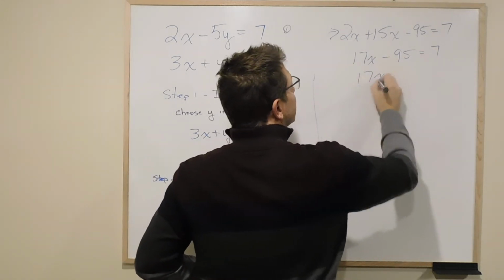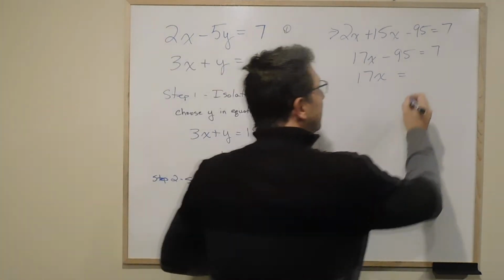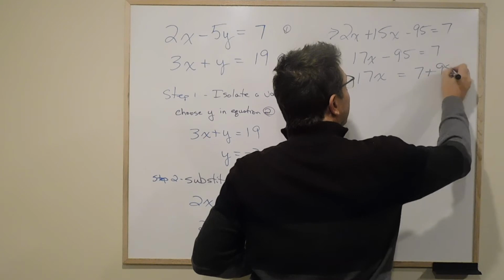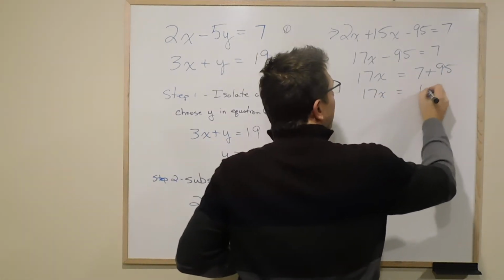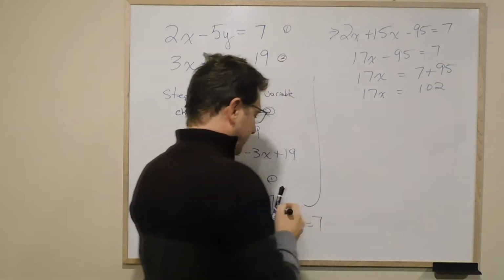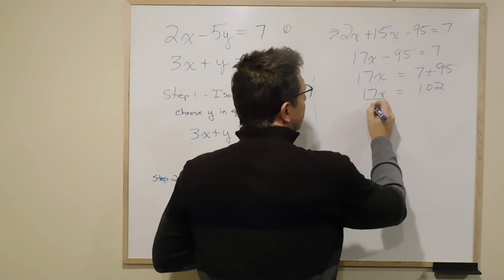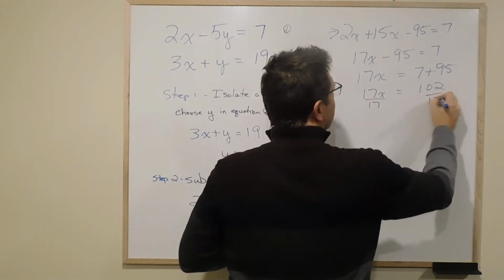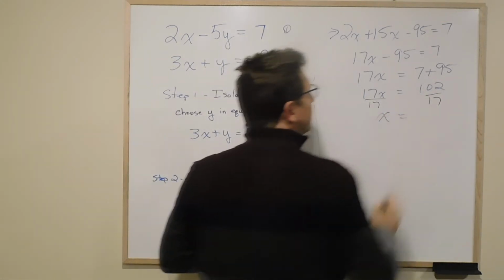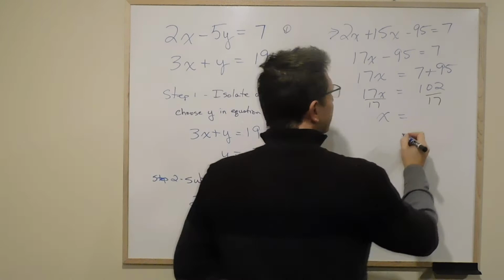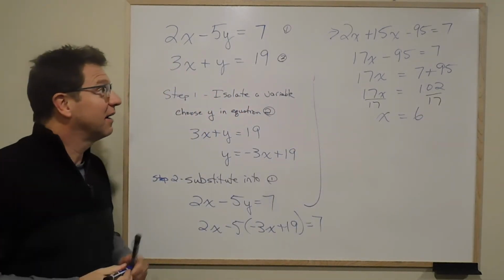17x equals, we're going to bring the negative 95 over, it becomes a plus, right? It's going to become 7 plus 95. So 17x equals 102. And then we're going to have to divide by 17, right? Remember we do this, divide by 17, and divide by 17. And if we do that, we get x equals 102 divided by 17, which looks a lot to me like 6. Okay, so we have an x value of 6.